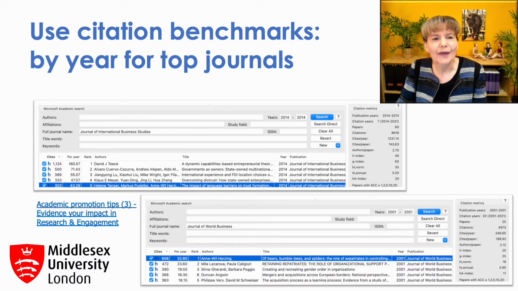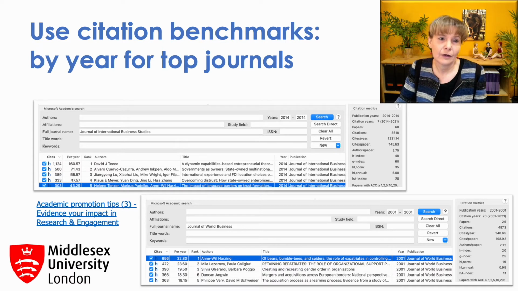So a good way to compare your citations is to compare your article with other articles published in the same journal in the same year. Here I've done that for two of the top journals in my field, Journal of International Business Studies and Journal of World Business, in 2 of the years that I have published in those journals. And as you can see, my article was the 5th ranked article out of 60 articles published in the first case, and the 1st ranked out of 25 papers in the second case. So if I were going up for promotion right now, I could make a very strong case in terms of citation impact for these 2 articles.